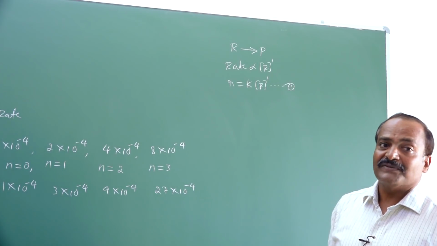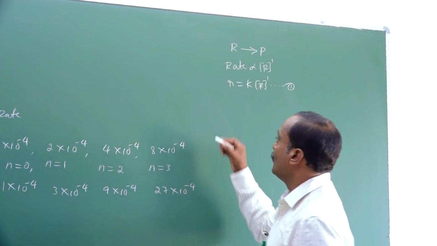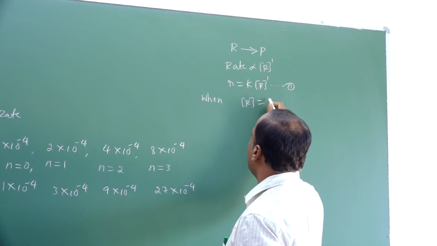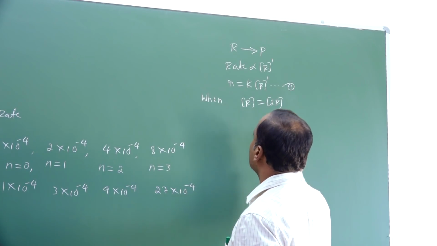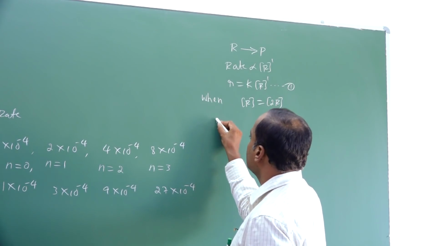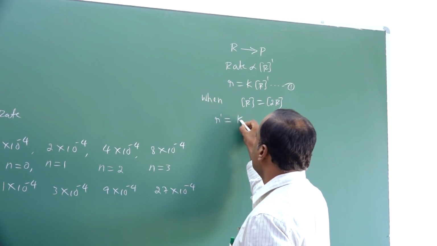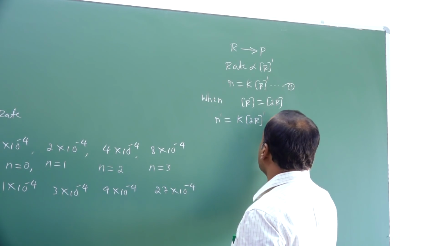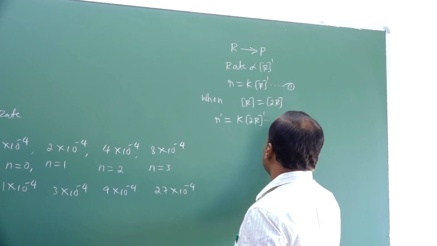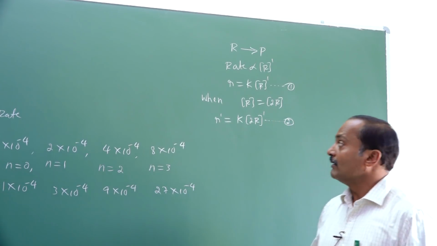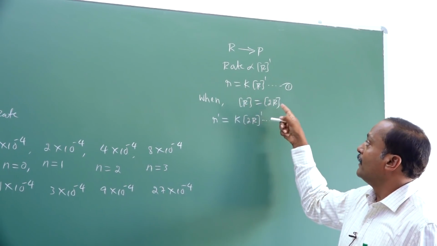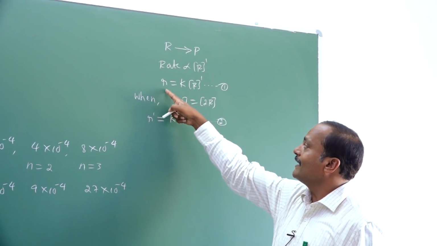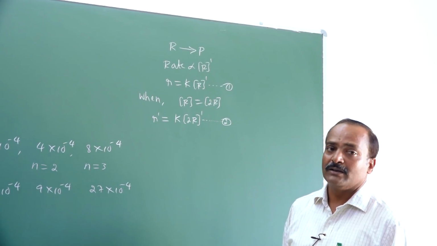When the concentration of the reactant is doubled, R becomes 2R. Then equation 1 becomes R dash is equal to K into 2R power 1. We call it equation number 2.